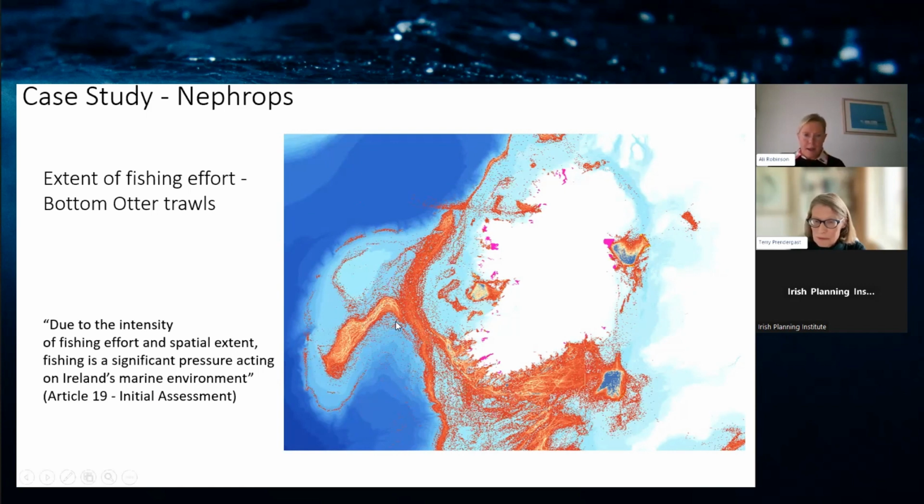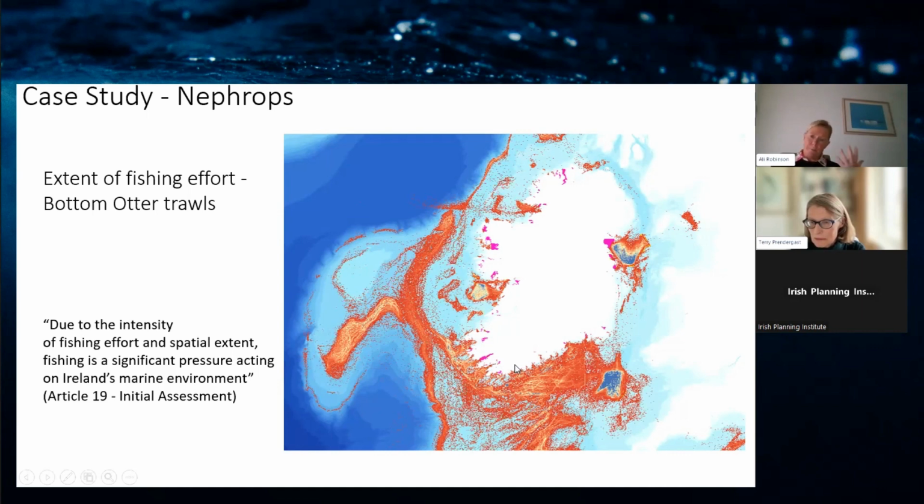And under the MSFD, Article 19 was, I suppose, the monitoring and the update on monitoring of our initial assessments on GES, stated that due to the intensity of fishing effort and its spatial extent, which is extensive, and this is just one type of fishing type, it is a significant pressure acting on Ireland's marine environment.